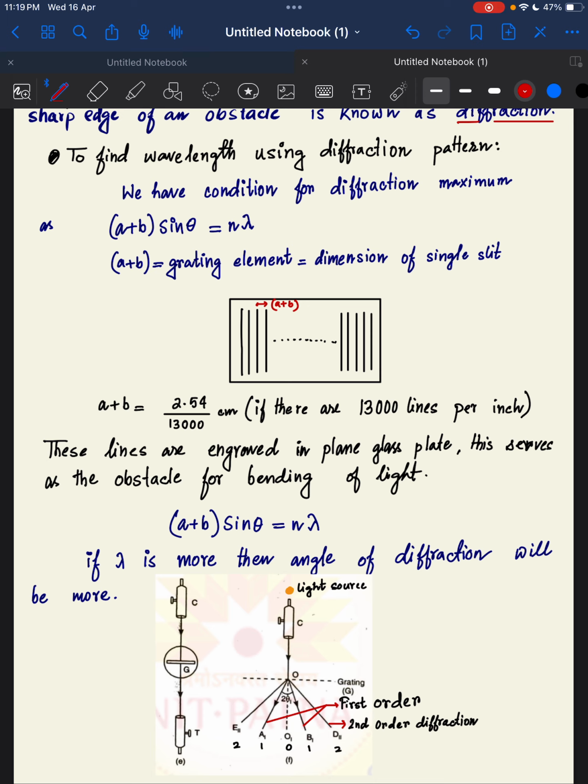So like this, if we can measure this angle, like theta 1 or theta 2, that we have done in the experiment, then we can find the angle for first order diffraction theta 1 and the angle for second order diffraction theta 2. Then we can find the wavelength of sodium light. So this is the discussion on the diffraction of sodium light.